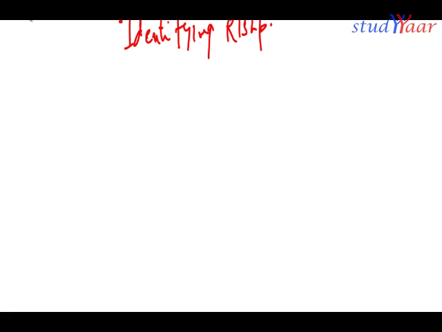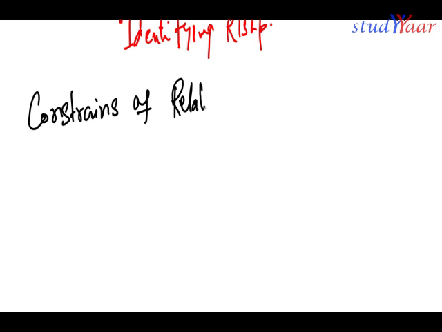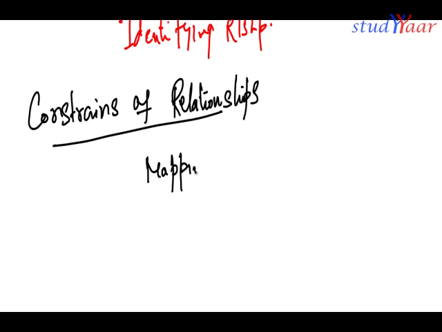Now we are going to look at the constraints on relationships. The first constraint is mapping cardinalities. It tells me how many entities in one set are related to a particular entity in another set.